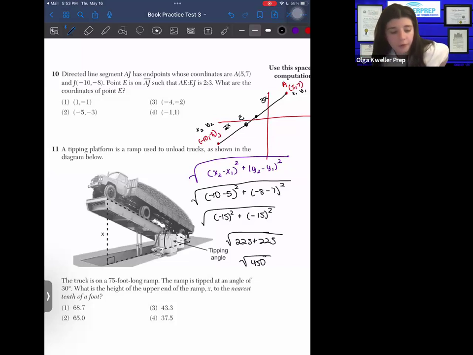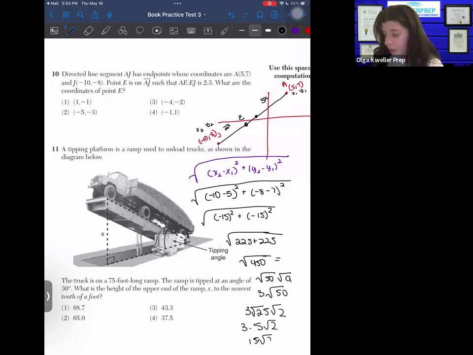Okay, how do I break up 450? You have to think of perfect squares that fit into 450. Somebody in the chat thought of 50 and 9. That's fine. So we can say radical 50, radical 9. Radical 9 is just 3. So 3 radical 50. And then you think, can I break radical 50 further? And you can say 3 radical 25, radical 2. So it's 3 times 5 radical 2. So we end up with 15 radical 2.